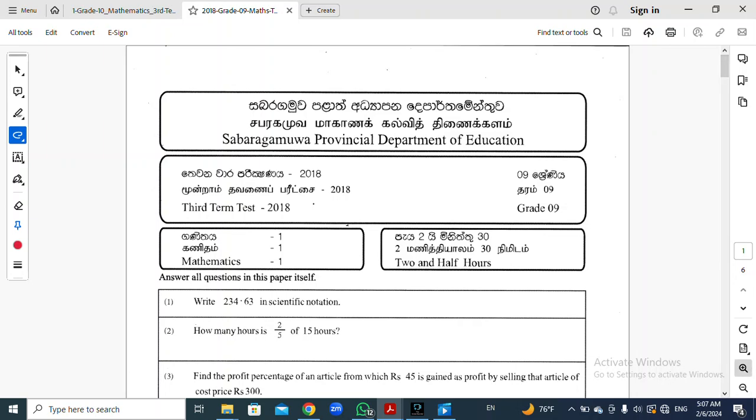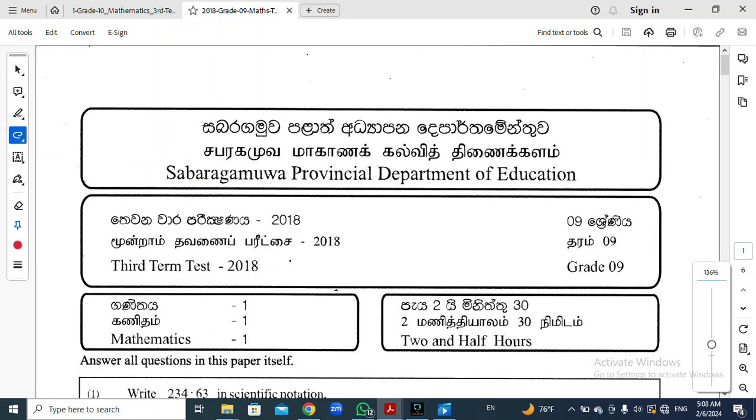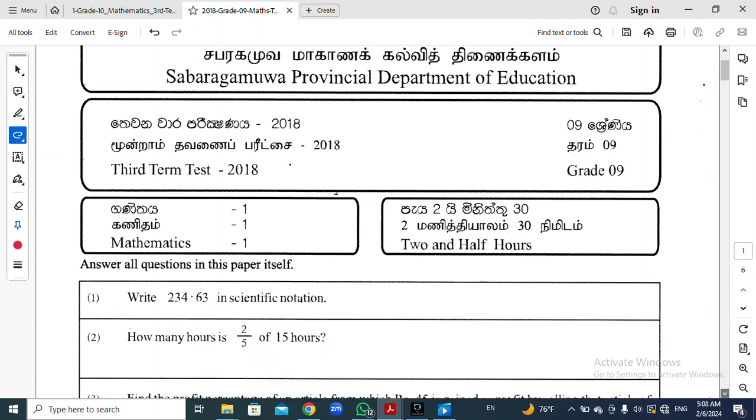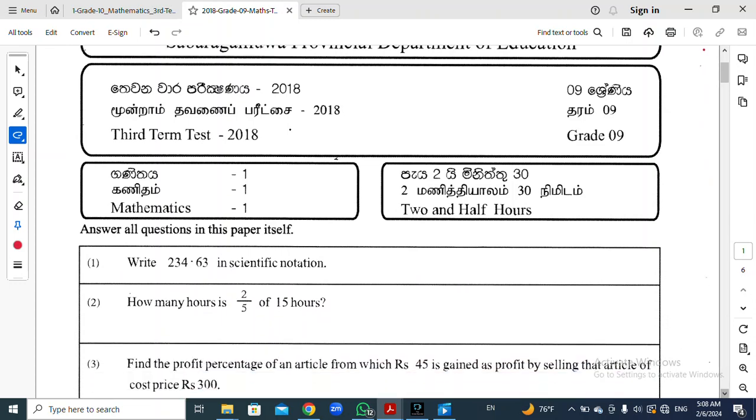Hi all of you. Today we are going to discuss a grade 9 third term paper. So for our upcoming exams, this is a subject conferential department paper. Okay, it will go.